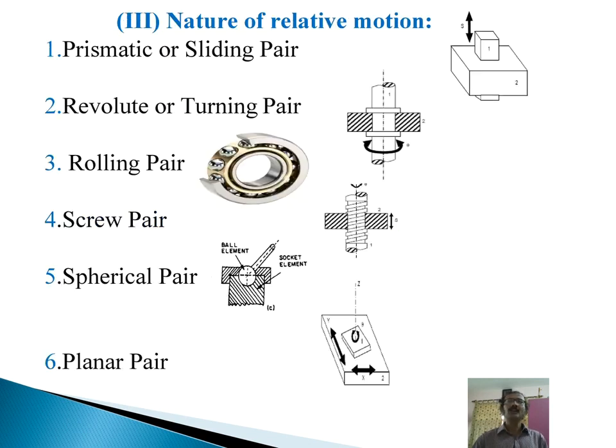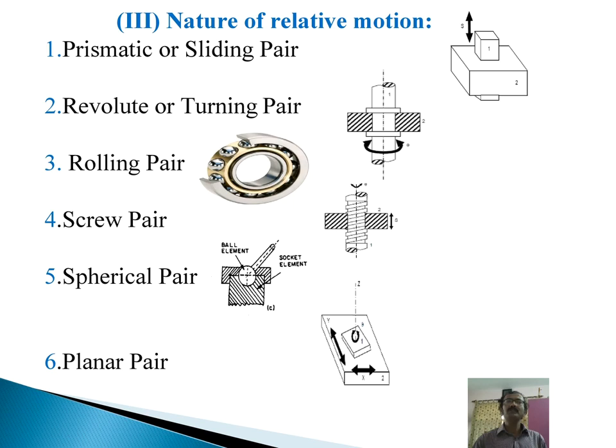Now, nature of relative motion. Number one, prismatic or sliding pair. What is a sliding pair? If the two links have a sliding motion relative to each other, they form a sliding pair. An example is a rectangular rod in a rectangular hole in a prism.